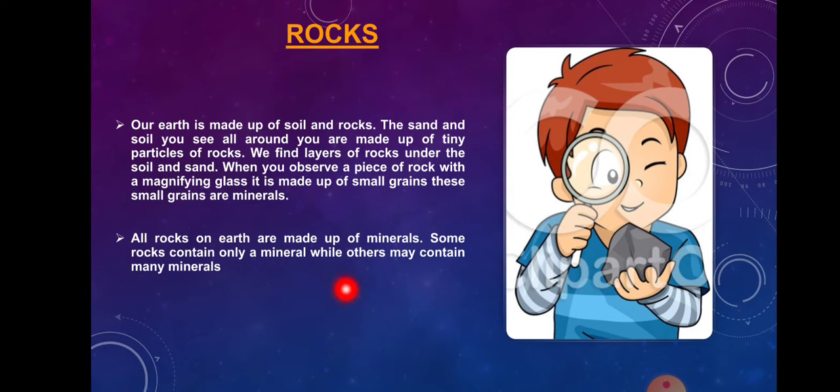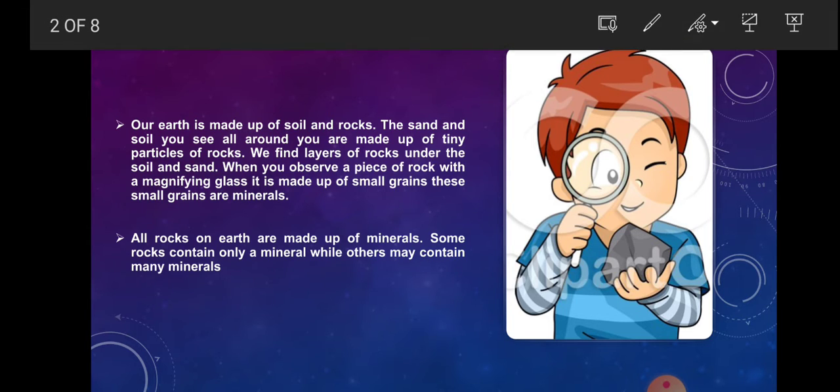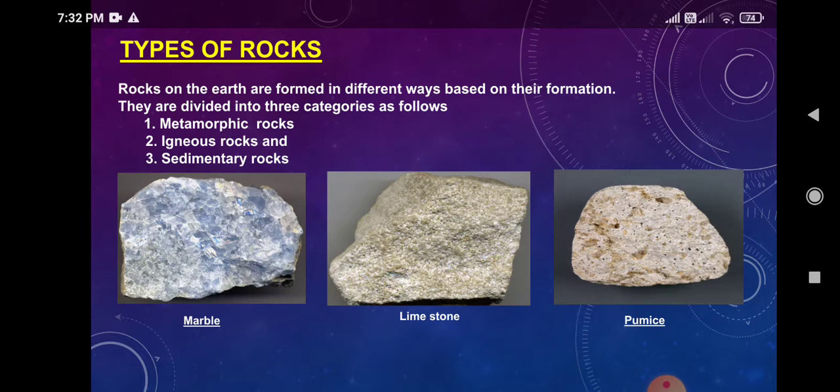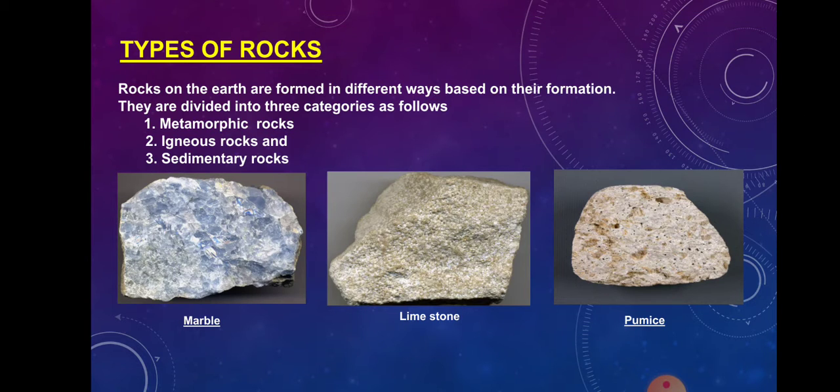All rocks on earth are made up of minerals. You know this very well because in igneous rocks and sedimentary rocks, you learnt how these different rocks have different minerals like silica, calcium carbonate, and quartz. These different minerals you had seen yesterday. And some rocks contain only one mineral, while other rocks have many minerals, more than one mineral sometimes, right? So this is about the formation of rocks.